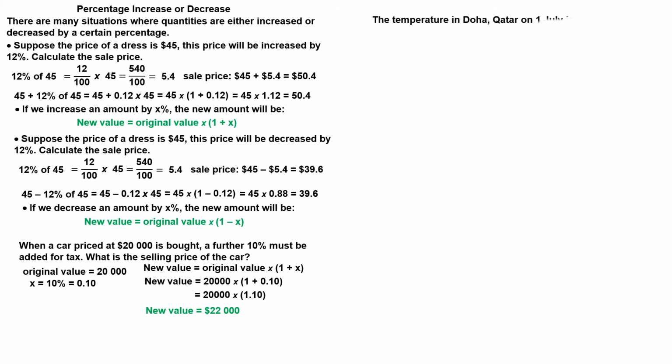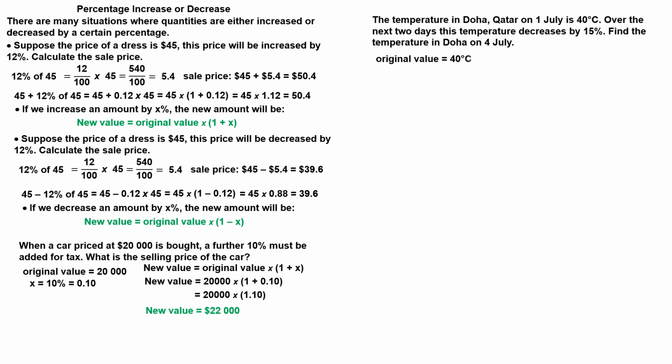The temperature in Doha, Qatar, on 1st July is 40 degrees Celsius. Over the next 2 days, this temperature decreases by 15%. Find the temperature in Doha on 4th July. The original value is 40 and the percentage is 15%. Convert the percentage to its decimal form. The original value will be decreased by 15%. Take the formula and perform the calculations.